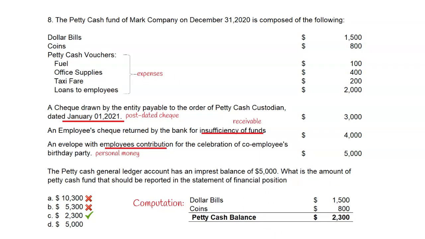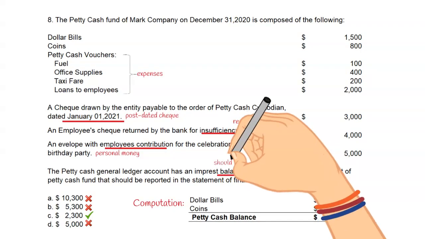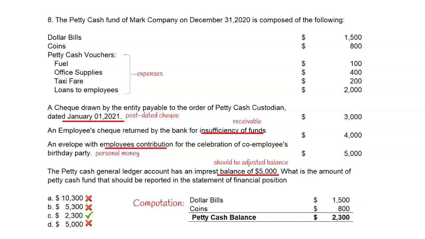If your answer is letter D, it means you have mistakenly considered the full amount of the petty cash fund established. Since the problem is asking for the petty cash fund amount to be reported in the statement of financial position, it should be the adjusted balance net of expenses.